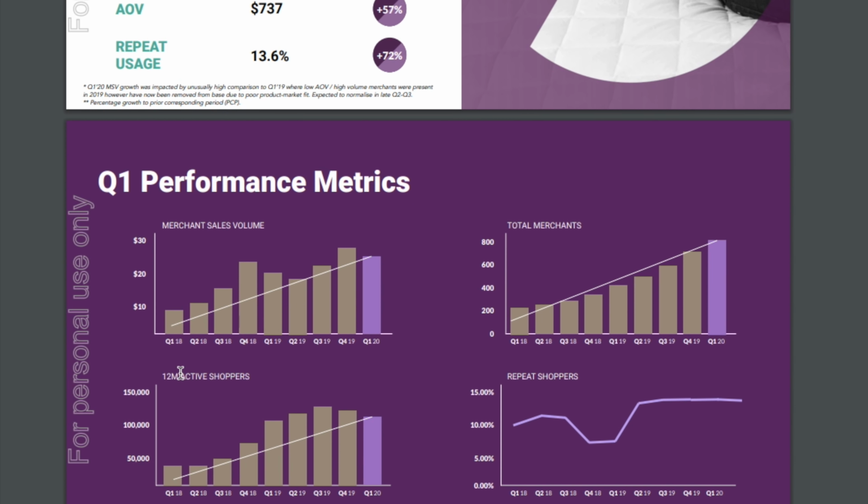When it comes to 12-month active shoppers and repeat shoppers, I think what we need to pay attention to here is, if you remember in the Zip and Afterpay video, I talk a lot about customer retention. That's mainly because you want to know whether customers actually love this product, and the more they use it, the more they love it.